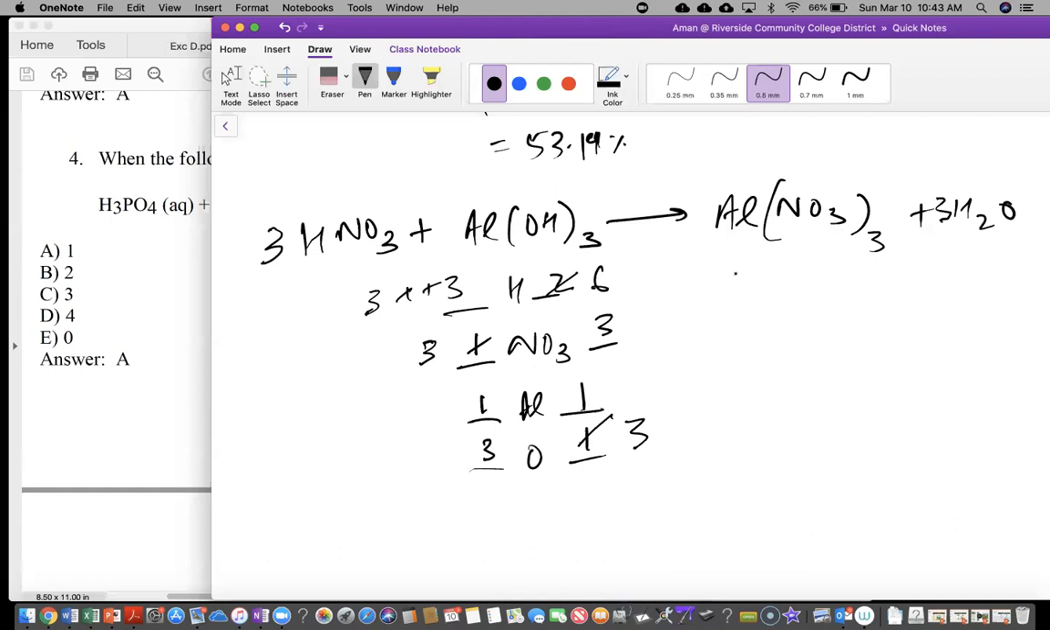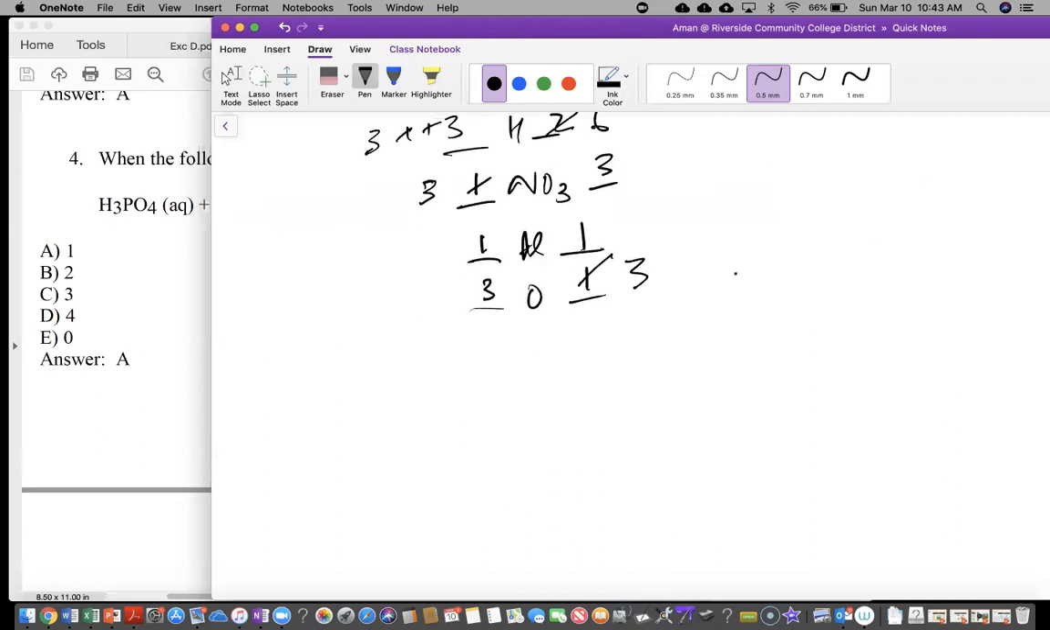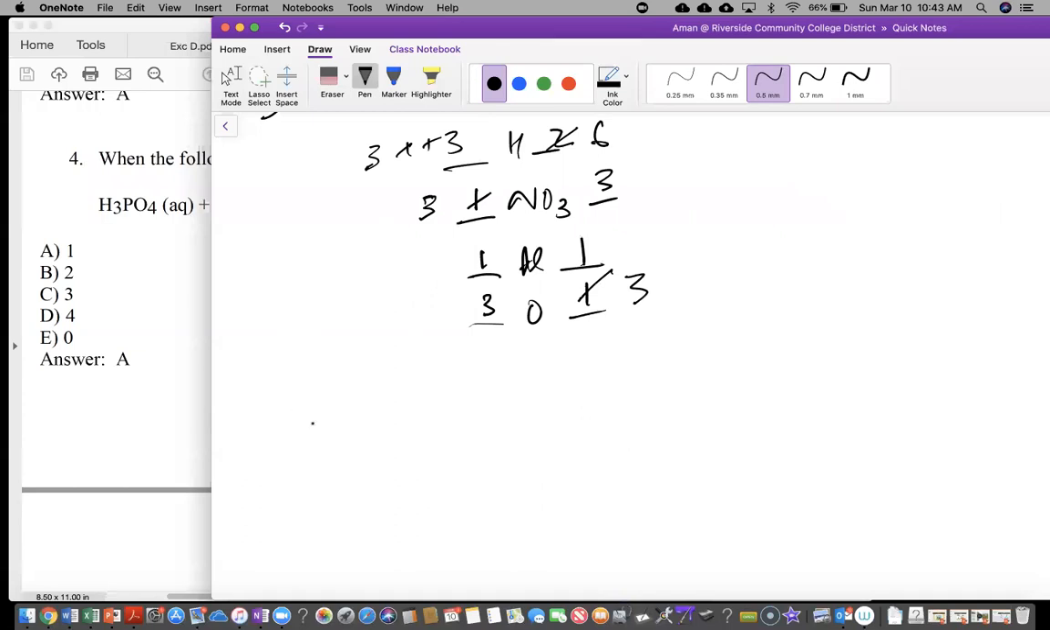When you're balancing a combustion equation, you start with carbon first? Yeah, I would start with carbon or hydrogen, but it'll be a good idea to just start with carbon. You just do oxygen last. Yeah, that's what matters. Okay.